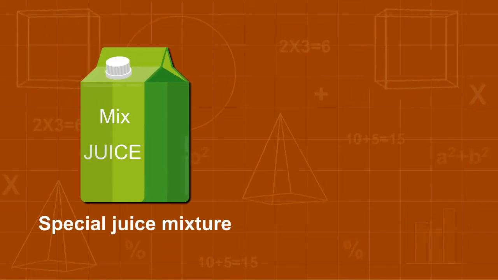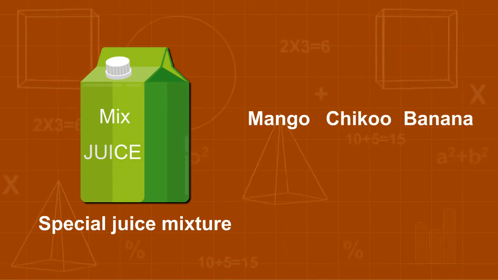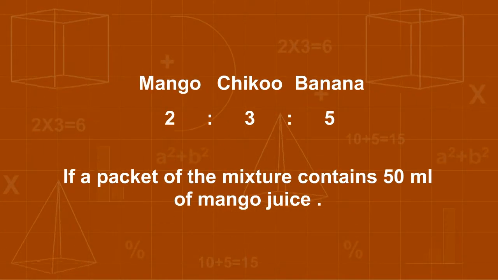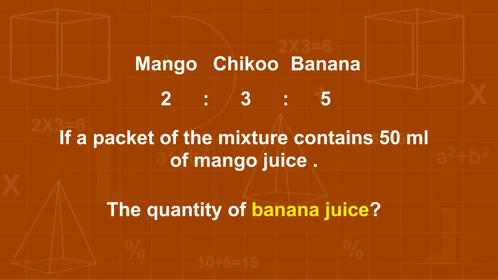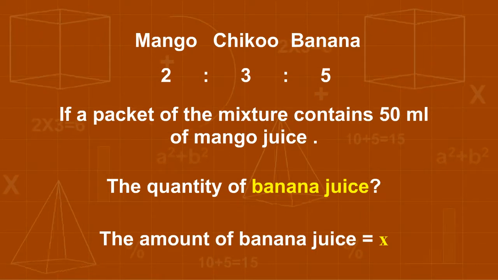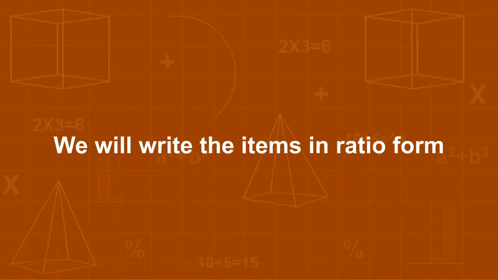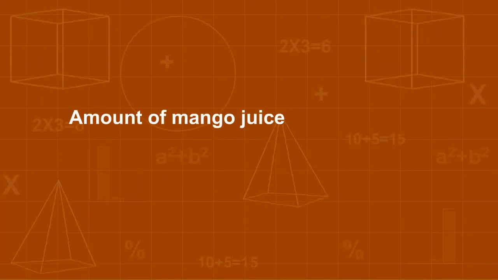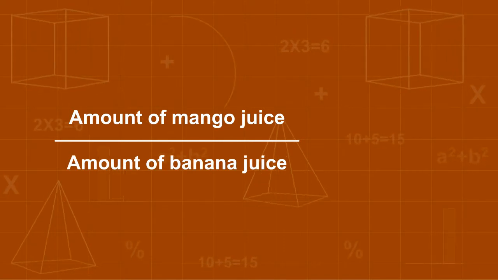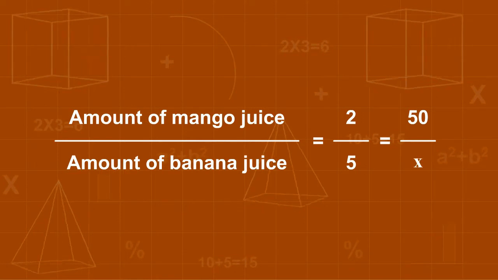A special juice mixture contains mango, chiku and banana in the ratio of 2:3:5. If a packet of the mixture contains 50 ml of mango juice, what is the quantity of banana juice? Let the amount of banana juice be x. We will write the items in ratio form. Amount of mango juice by amount of banana juice is equal to 2/5 is equal to 50 by x.